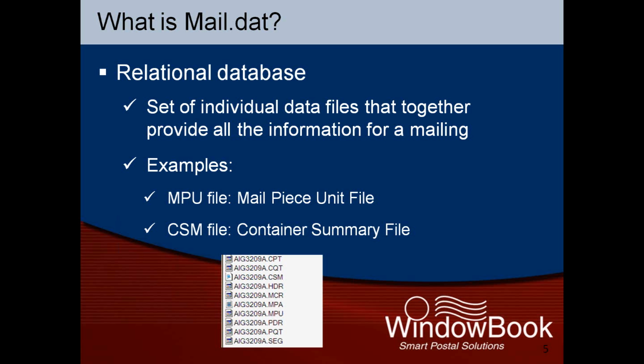The file ending in .CSM is the Container Summary File, which contains data describing all of the containers that have been created during the mail sorting process, whether that is computer pre-sort or MLOCR sortation. The current Mail.dat specification allows for up to 21 different file types, depending on what is needed to accurately describe the mailing. Most typical Mail.dat files, however, contain around 10 Mail.dat files.